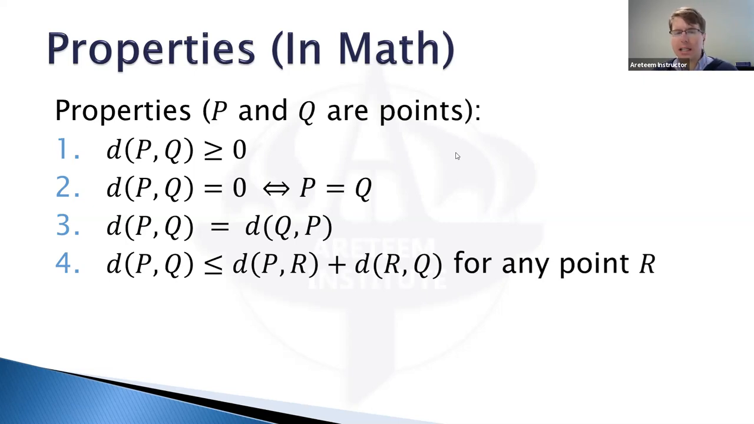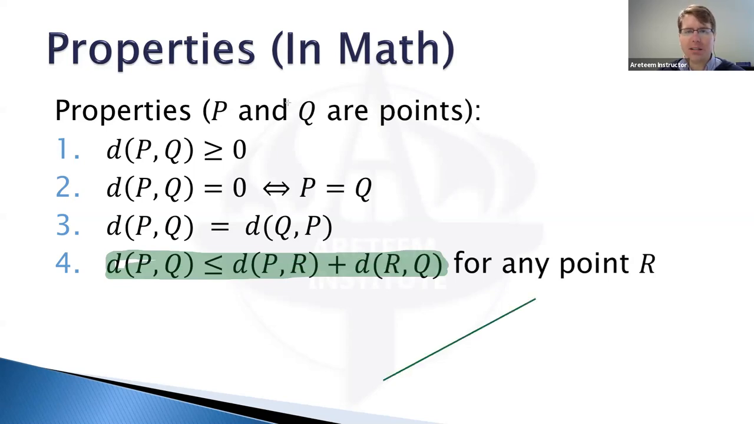And our final one is our stops along the way. The distance from P to Q should be less than or equal to the distance from P to R plus R to Q for any point R. This one makes perfect sense geometrically speaking. This isn't necessarily a good visualization all of the time, but the idea is if you go from P to Q, any point R is like a stop along the way. There shouldn't be a point R, off to the side or something, where if you go to R and then go to Q, that's somehow faster than going from P to Q.